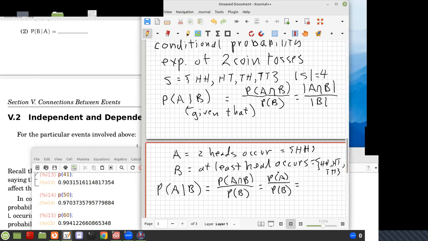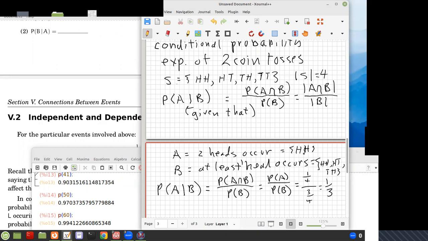The probability of A, that two heads occur, is only 1 out of 4, so by counting this would be 1/4. And the probability of B, that at least one head occurs, would be 3/4. So this is 1/4 in the numerator and 3 times 1/4 in the denominator. So the answer here is going to be 1/3.